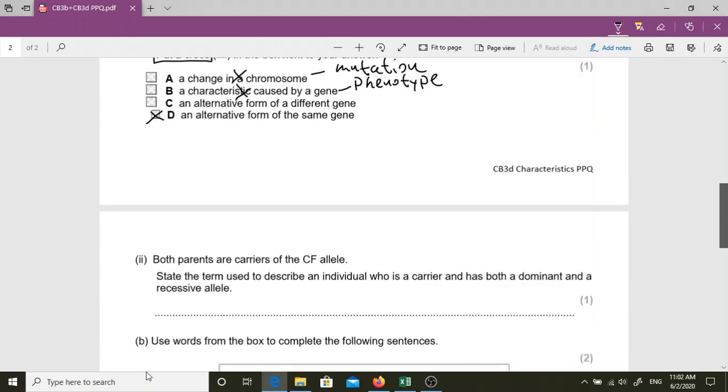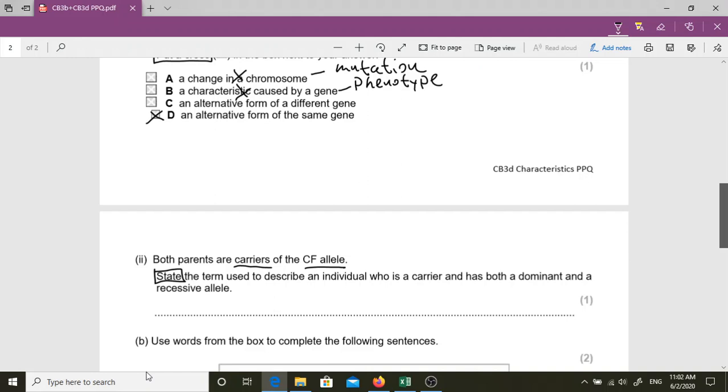Now we're going to move on to the next question. It says both parents are carriers of the CF cystic fibrosis allele. So carriers and CF allele are important keywords here. State the term used to describe an individual who is a carrier and has both a dominant and a recessive allele. So the keyword here is state, and that means as much as just write down or define. So we have to define the term.